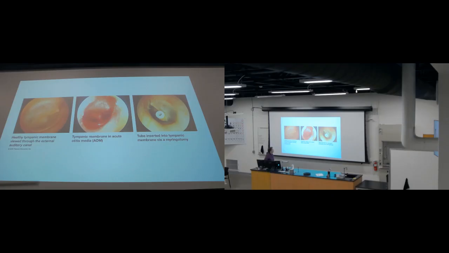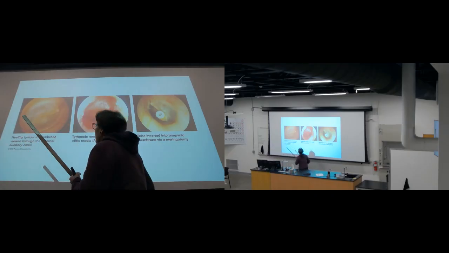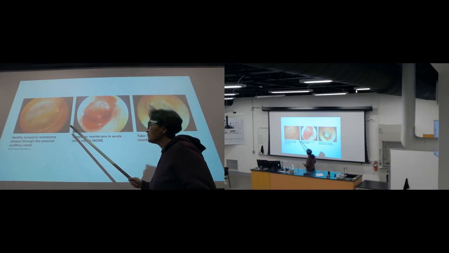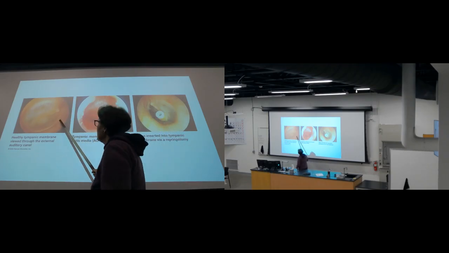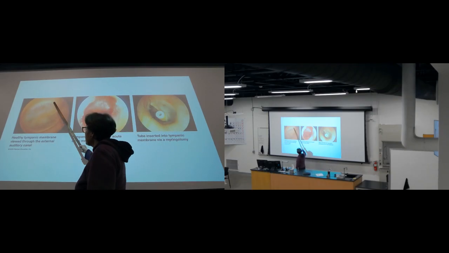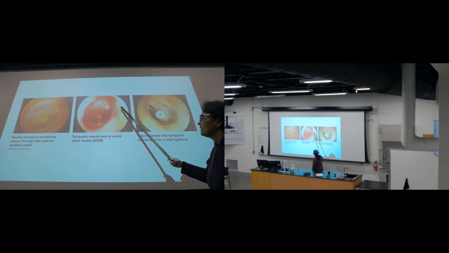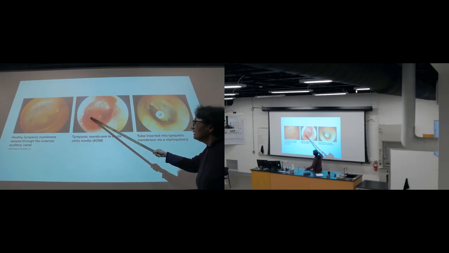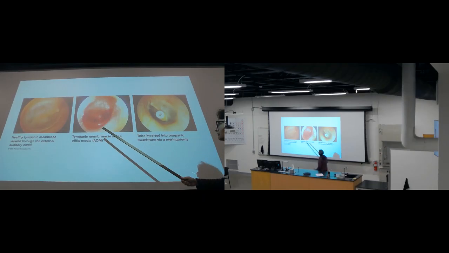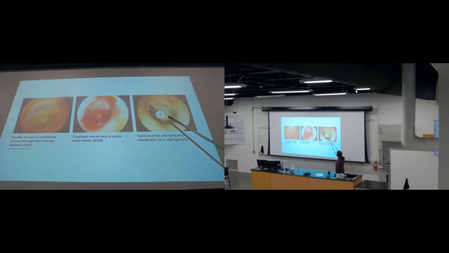This is a view of the tympanic membrane with an otoscope. So this is how this membrane looks. This is part of the malleus seen through the tympanic membrane. And here we have acute otitis media. It's reddish, which tells you that there is inflammation. And here we have a tube inserted into the tympanic membrane. This is called myringotomy, to help drain any fluids that have accumulated there.